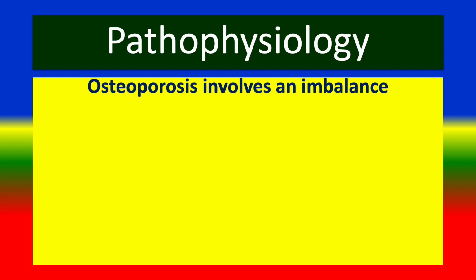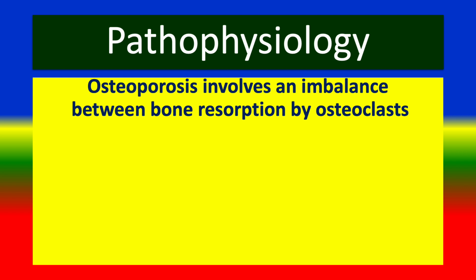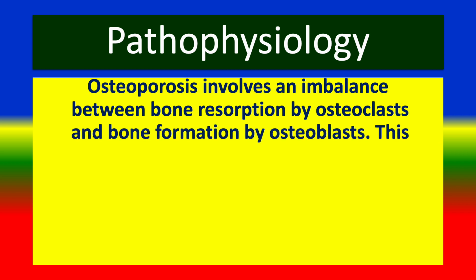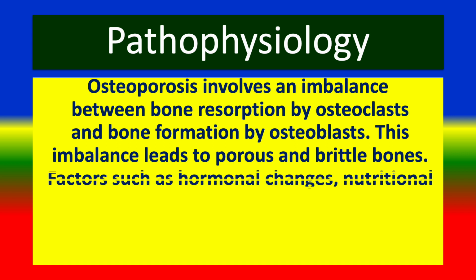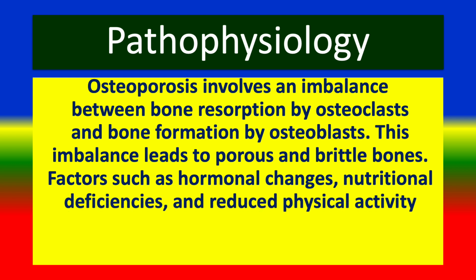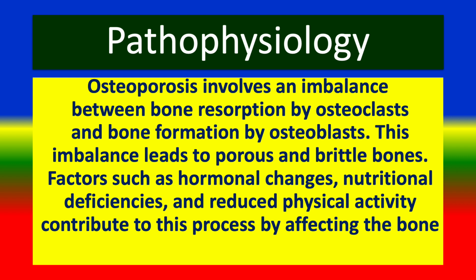Pathophysiology: osteoporosis involves an imbalance between bone resorption by osteoclasts and bone formation by osteoblasts. This imbalance leads to fragile and brittle bones. Factors such as hormonal changes, nutritional deficiencies, and reduced physical activity contribute to this process by affecting the bone remodeling cycle.